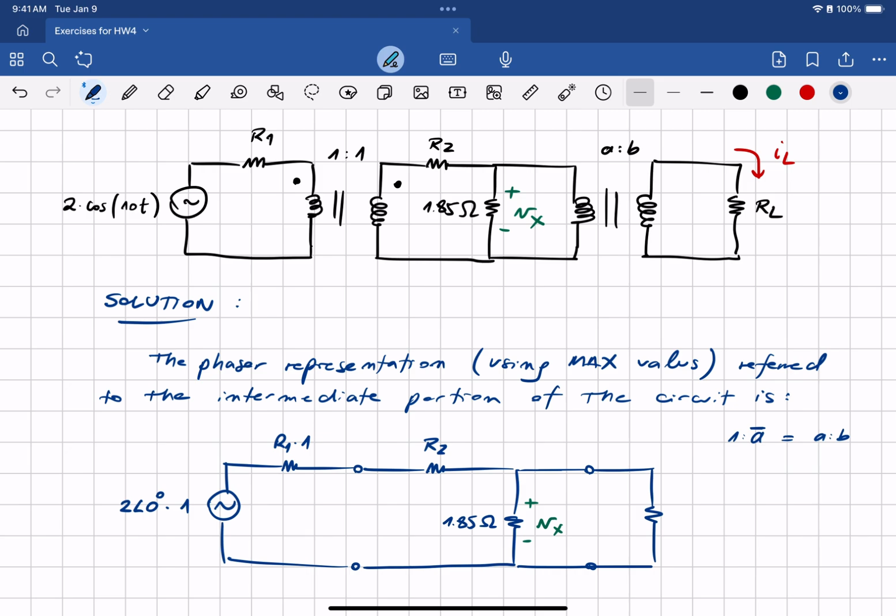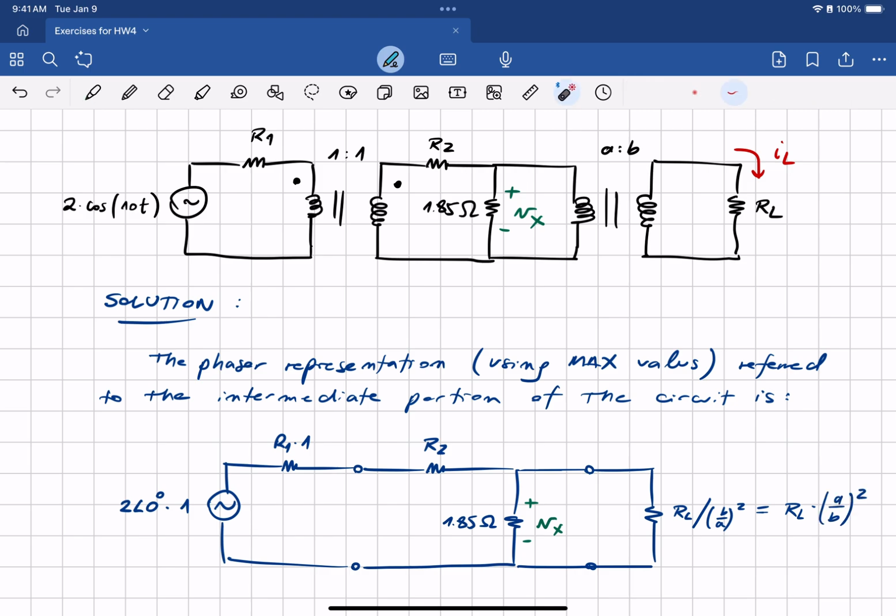So that means that 1 over A equals A over B. So the transformation ratio is going to be B over A, right? So we need to divide by A squared. That means that RL is going to be divided by (B over A) squared, which is equivalent to RL times (A over B) squared. Okay?